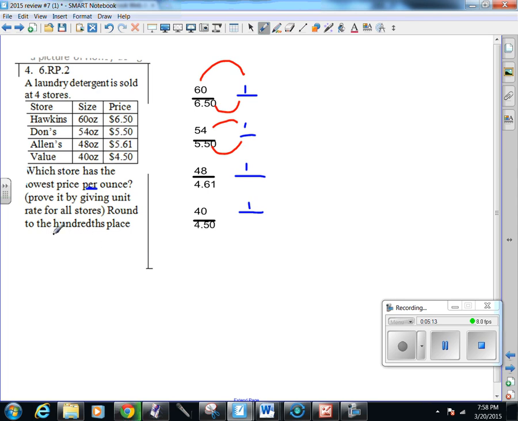And it says to round to the hundredths place. So if I get an answer that looked like this, and this is just a made-up answer, I'm going to look here to here, and then this would be about 14 cents per ounce. Whereas if I got this, this is going to be about 13 cents an ounce, because you always look from the place you're rounding to the number next door to decide.